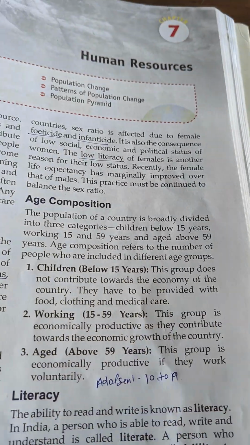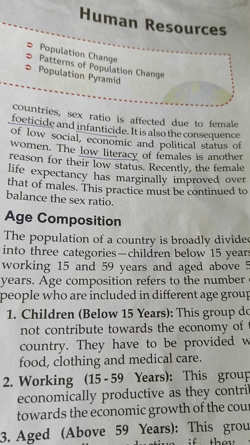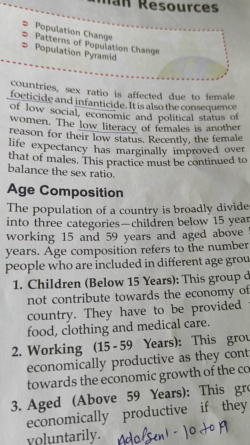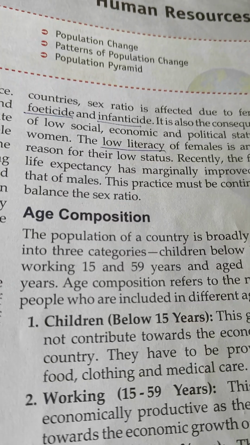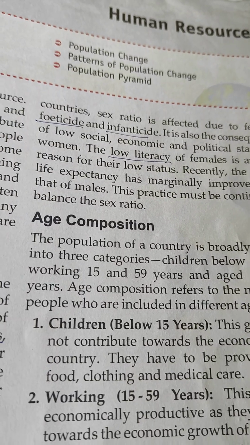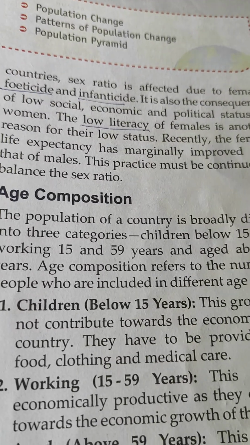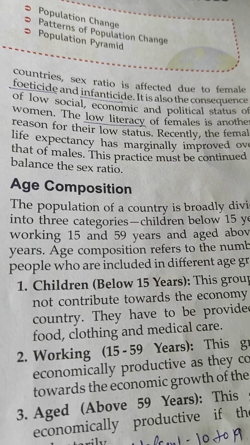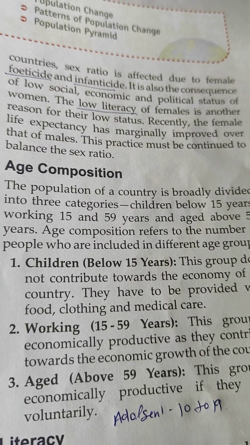That changes in developed and developing nations because of some facilities. But the main cause behind this is female foeticide and infanticide, that we also studied earlier. Foeticide means when the girl child is killed in the mother's womb, and infanticide is when we kill the girl child after birth. Both prevail in India, but with increasing education and literacy, the margin between male and female is becoming less.